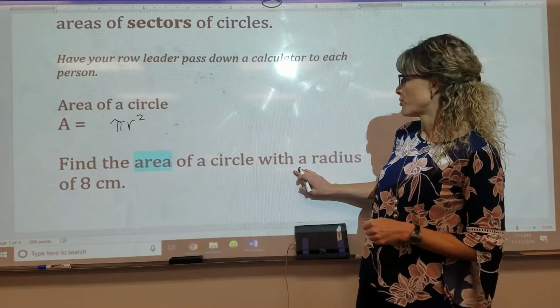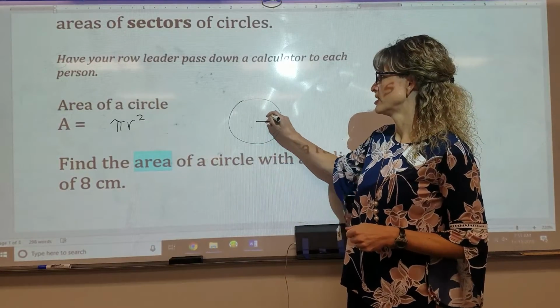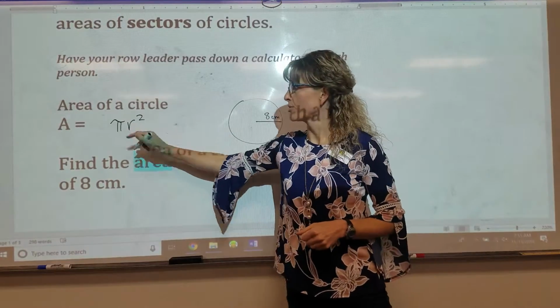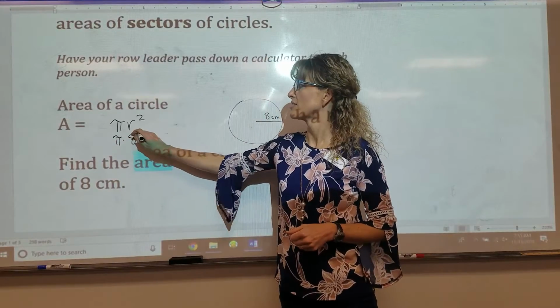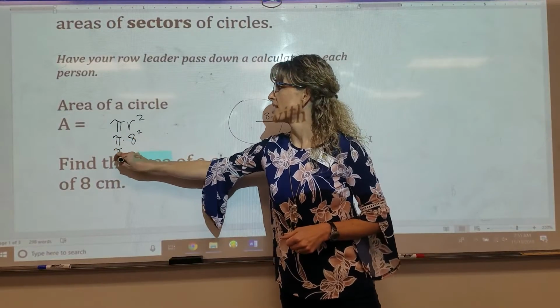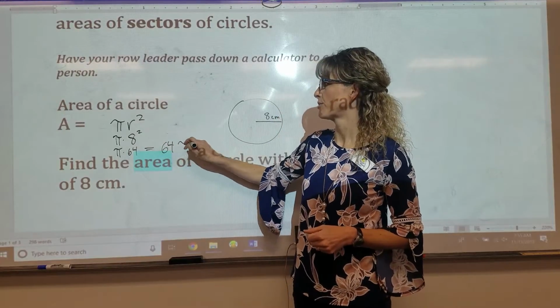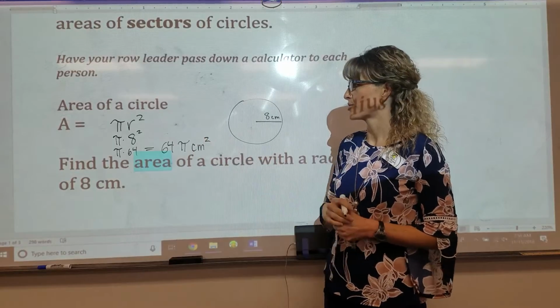Find the area of a circle with a radius of 8 centimeters. So I'm a picture person, I like to draw the circle. If the radius is 8 centimeters, we just take that 8 and plug it right into our formula. So we write pi times 8 squared, which would be pi times 64, or writing the coefficient first, we would write 64 pi and then put our centimeters squared because we're in area.